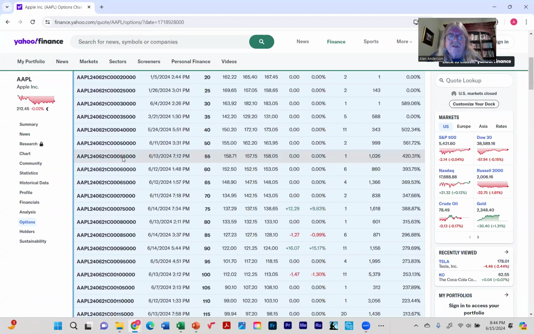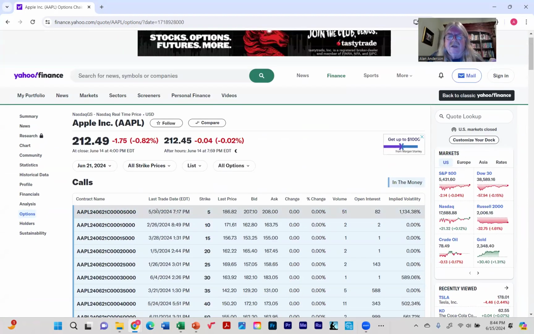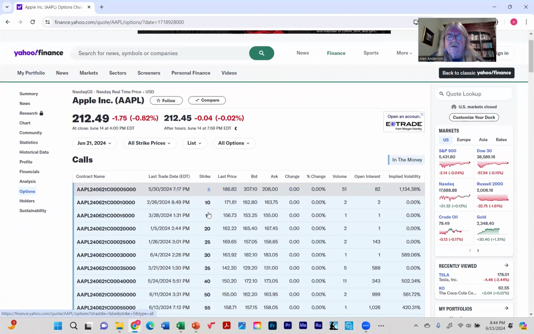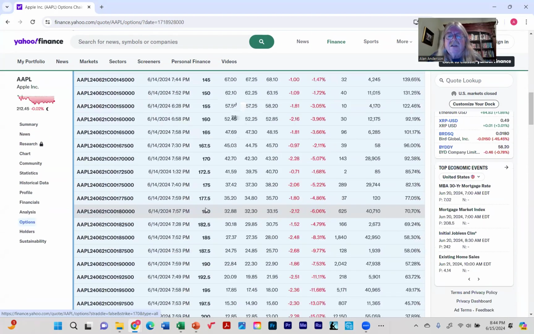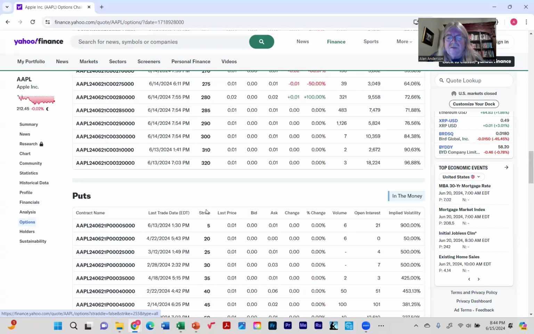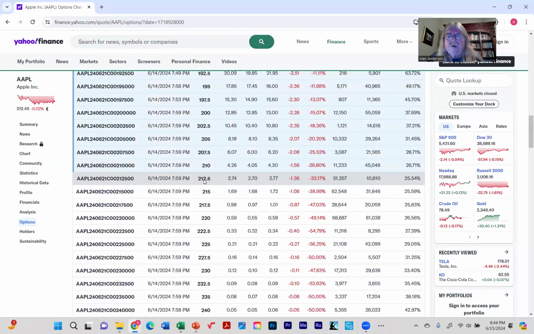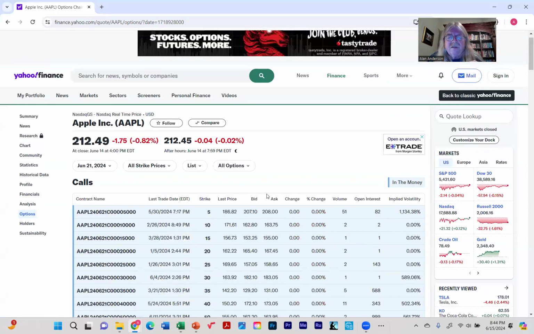What do we need to focus our attention on? Well, we know what the asset is. We know what the maturity date is. The strike is right here. You can see there's a lot of strikes to choose from. And the price that you would have to pay for this is right here at the ask price.